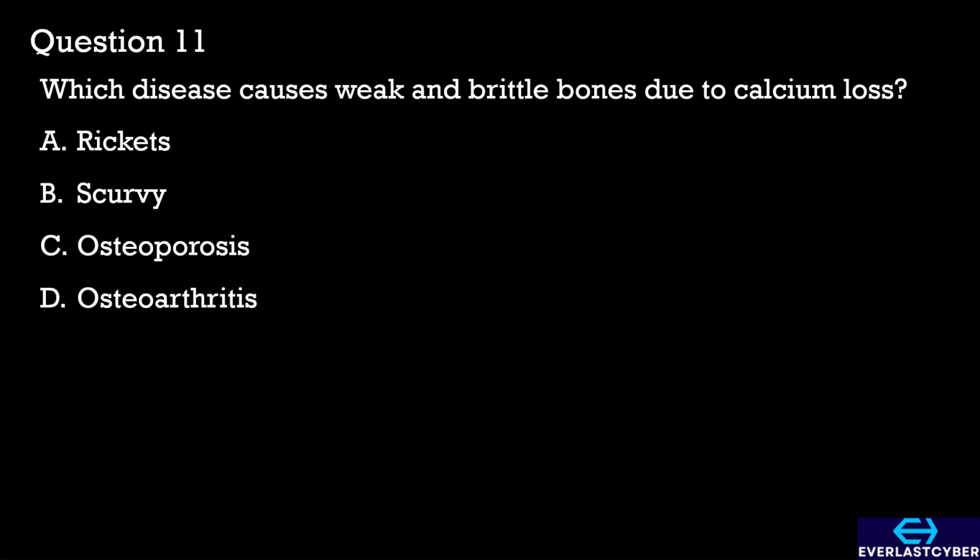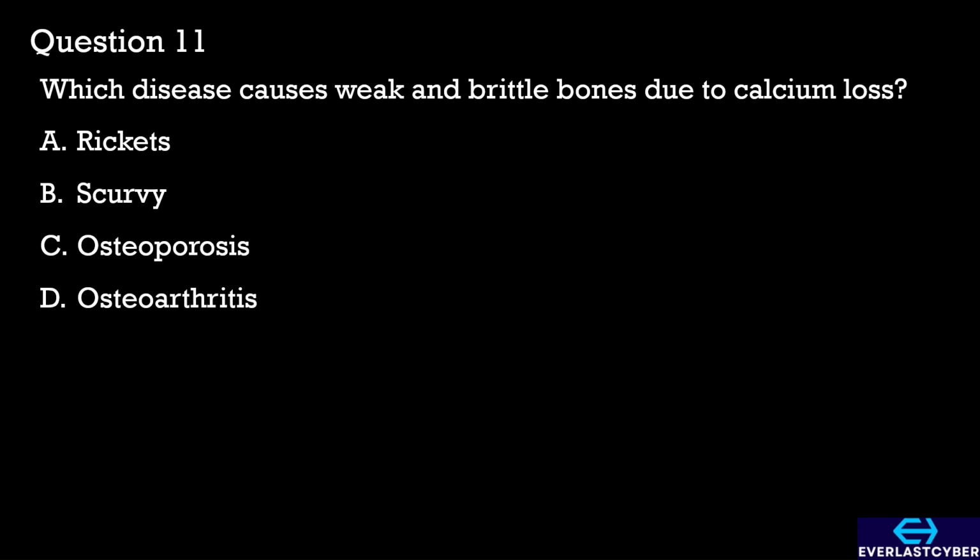Question 11. Which disease causes weak and brittle bones due to calcium loss? A, rickets, B, scurvy, C, osteoporosis, D, osteoarthritis. Rickets is the softening of bones in children due to a lack of vitamin D. This leads to bone deformities. Scurvy is caused by a lack of vitamin C, and this leads to poor wound healing and bleeding gums.